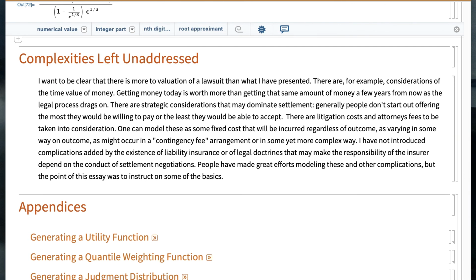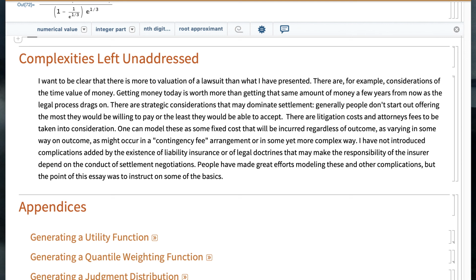Okay. Obviously, there's a lot more to it than what I've presented. So you might be concerned about when you're going to get paid. Money today tends to be worth more than getting money a few years from now. There are obviously settlement and litigation costs that need to be taken into account. There are strategic considerations. You don't make your best offer first usually. There may be contingency fees so that the client doesn't get the entirety of the judgment. All of this is great, and you can add many layers of complexity to the valuation of lawsuits.